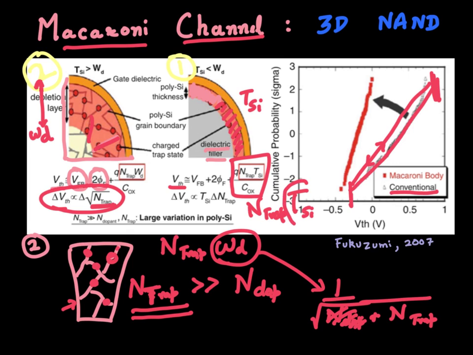And I can keep making this macaroni channel thinner to essentially control the amount of variation I get in my threshold voltage. So again, in this case, I have a dependence which is controlled by the thickness of silicon. And if I use a macaroni design where I only have a thin silicon channel, you see that the resulting distribution of threshold voltages is much tighter. So this is the device argument for also using a macaroni channel.